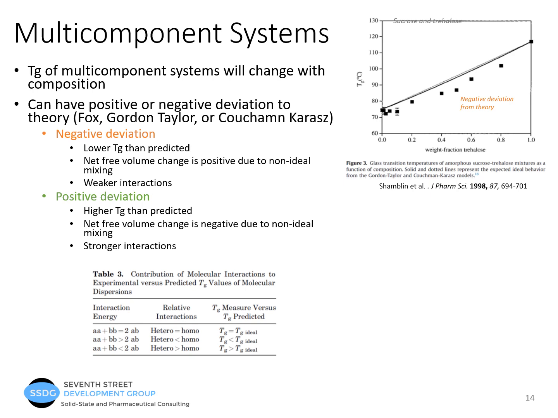So as we saw on the previous slide, the Tg of multi-component systems does change with composition. And we can have positive or negative deviations from theory. And for the theory, we can use the Fox equation, which we saw on the previous slide. You can also use Gordon-Taylor or Couchman-Karasz. So sometimes you end up with a negative deviation from theory. So here we have the calculated straight line, and here are experimental points, which are actually lower than what we calculate.